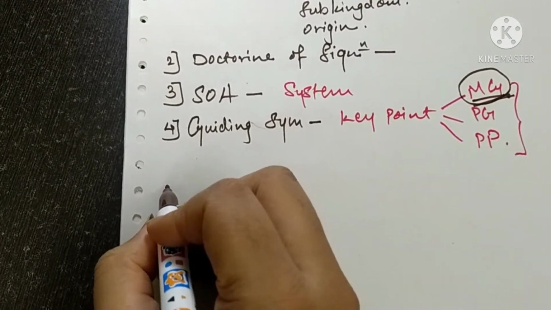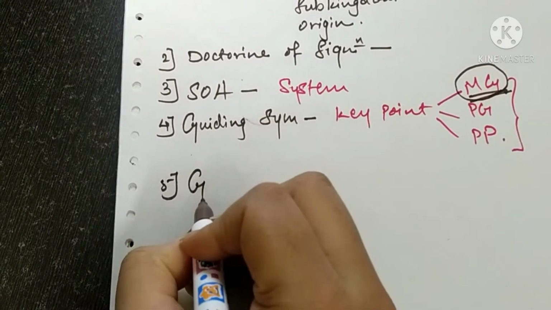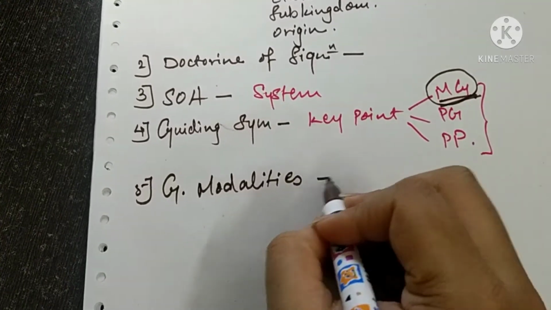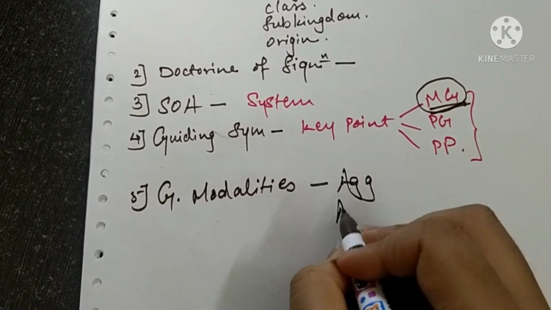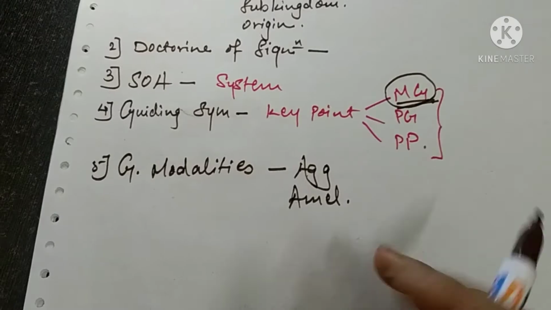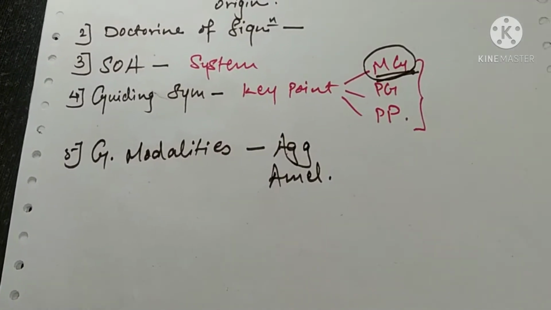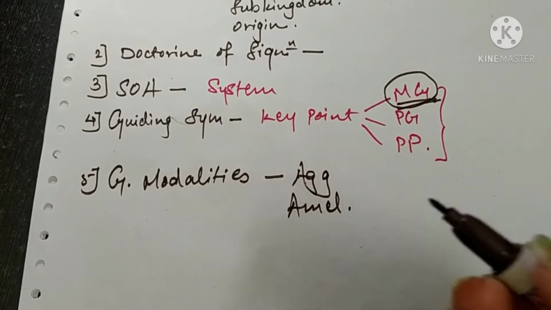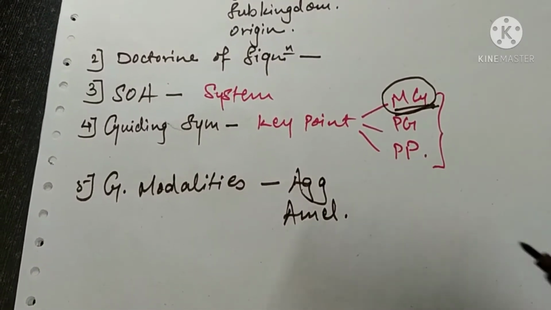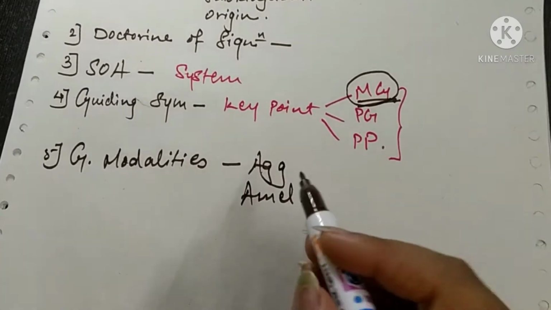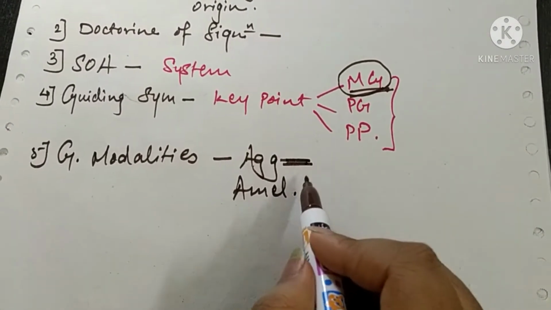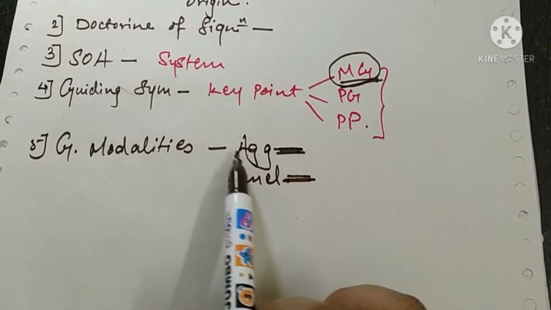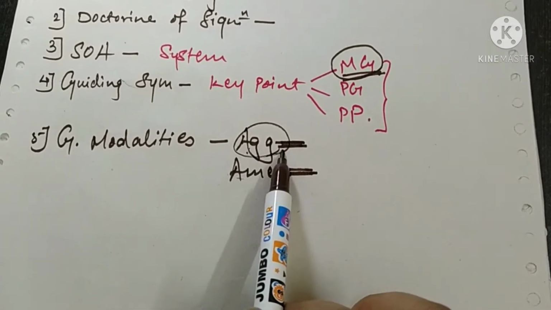Then coming to the fifth point, that is general modalities. So what are the aggravating and the ameliorating modalities? We should know the aggravating and ameliorating modalities, so that it will be helpful to know the key points of that. Remember the key points of aggravating modalities and the key points of ameliorating modalities. More than amelioration, keep in mind the aggravating modalities.